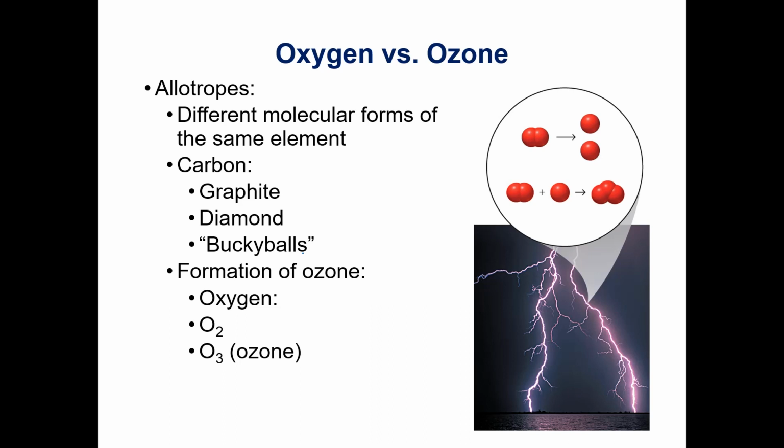Ozone is another example. For oxygen, we have O2, which is the air that we breathe, and then we have O3, which is ozone. There's actually an ozone layer in the atmosphere that helps to protect us from some of the UV radiation that comes from the sun. But on the Earth's surface, ozone is actually considered a pollutant. It has some health hazards if you breathe in too much of it.